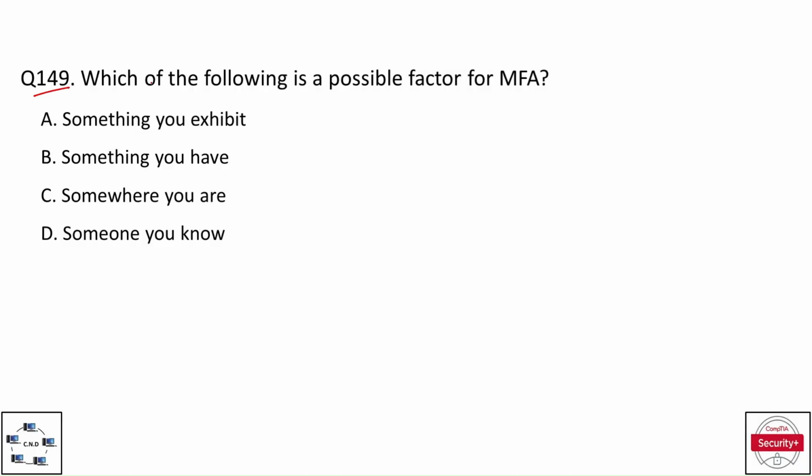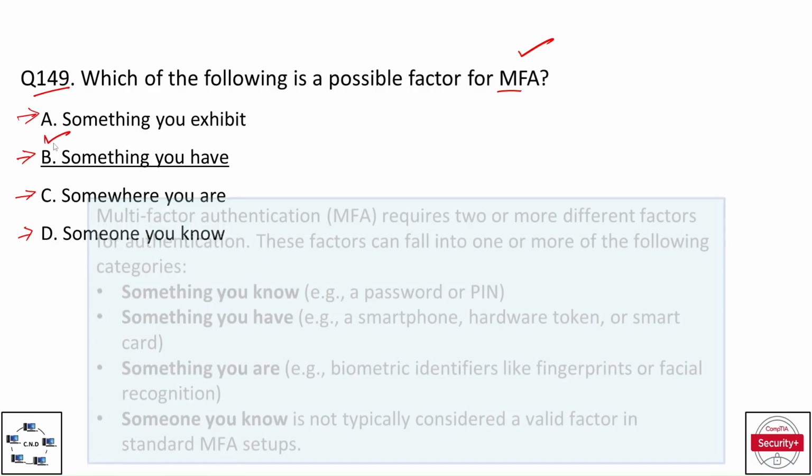Question number 149. Which of the following is a possible factor for MFA or multi-factor authentication? And the options are option A, something you exhibit, option B, something you have, option C, somewhere you are, and option D, someone you know. The correct option is option B, something you have.